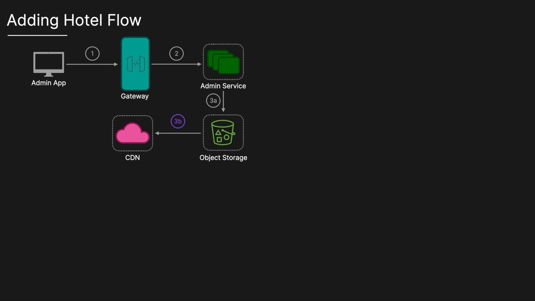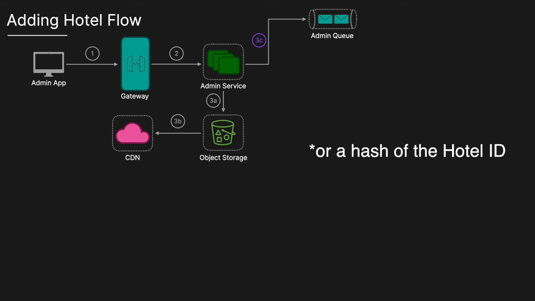The admin service will then create a message containing the hotel data, room type details, amenities, and image URLs. And then that's pushed onto a messaging system like Kafka. And so what this will do is decouple the request-response cycle from heavy processing tasks and promote scalability. Messages can be partitioned by hotel ID for further scalability and ordered processing. And so we can then return a response to the client indicating that the hotel addition request has been received and is being processed.